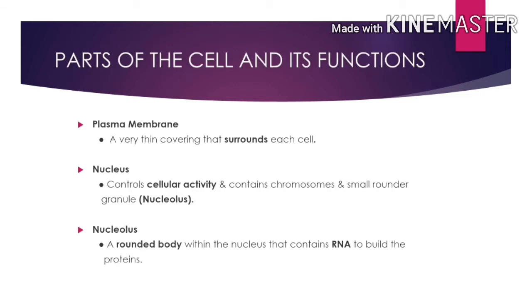Parts of the cell and its functions. Plasma membrane, a very thin covering that surrounds each cell. Nucleus, controls cellular activity and contains chromosomes and small rounded granules. Nucleolus, a rounded body within the nucleus that contains RNA to build the proteins.